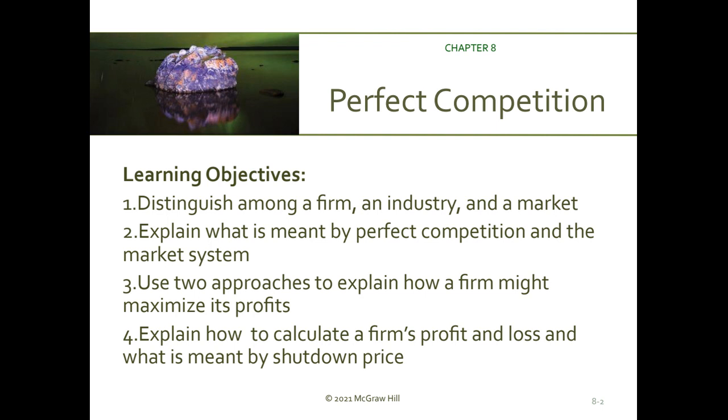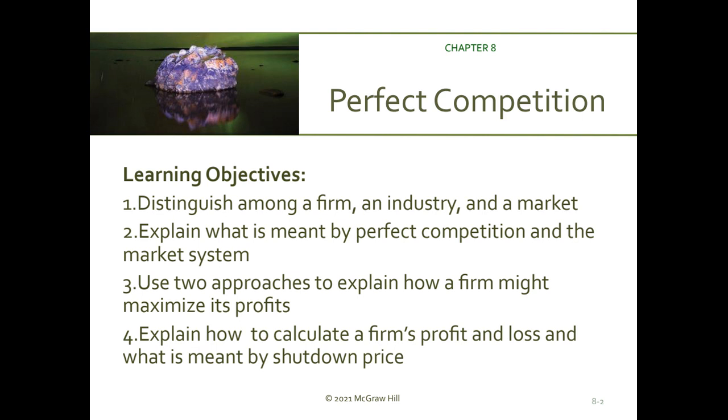Explain what is meant by perfect competition and the market system. So we'll discuss perfect competitive market structure. Use two approaches to explain how a firm might maximize its profits. Although the learning objective number 3 says that we are going to use two approaches, you have to use the first approach and read from the textbook. I am going to discuss only the second approach, how a firm might maximize its profit.